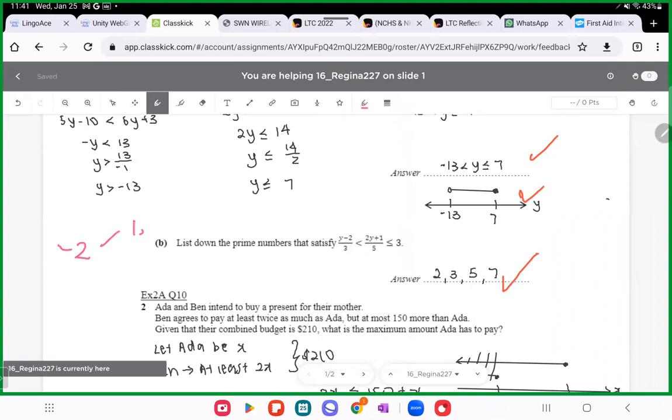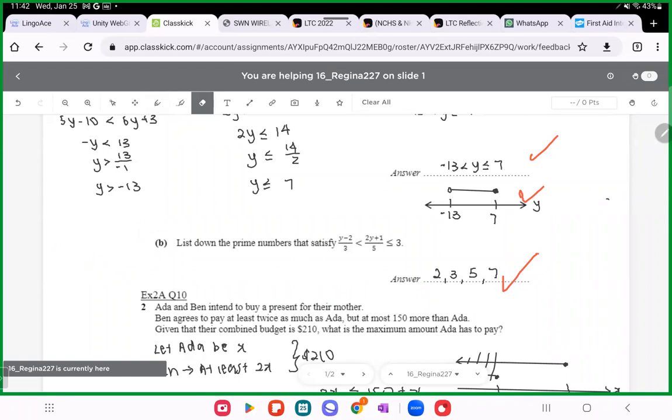1 and negative 2. Does it fulfill the definition of a prime number? No. So a prime number cannot be negative. The smallest prime number is 2. Negative 2? 2.